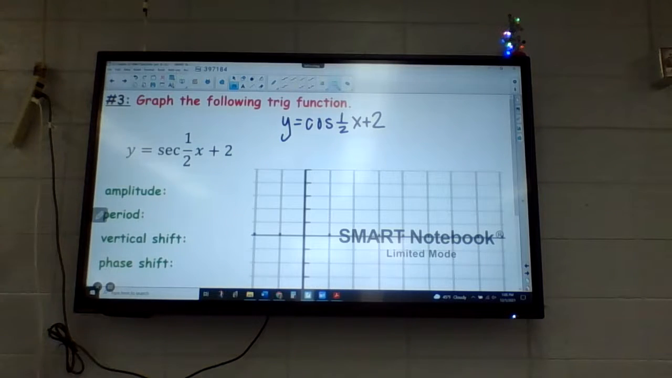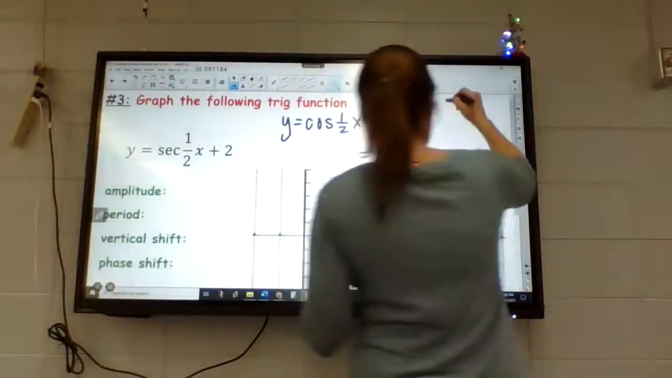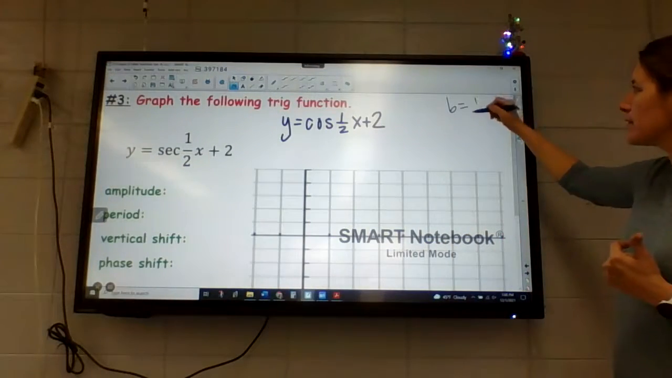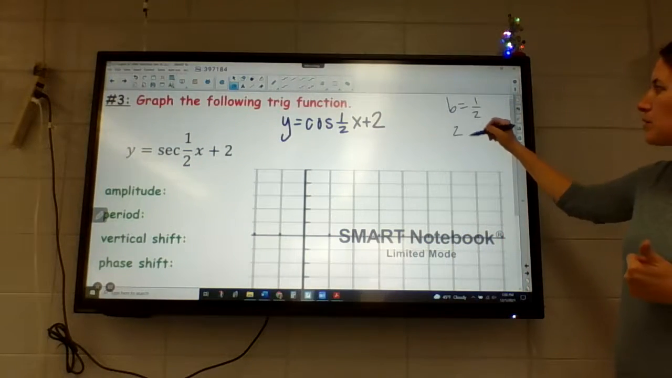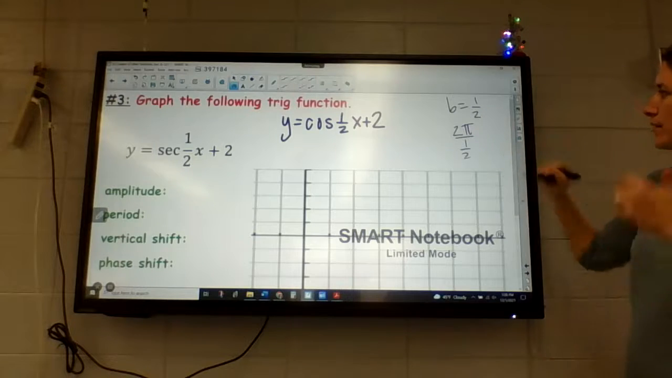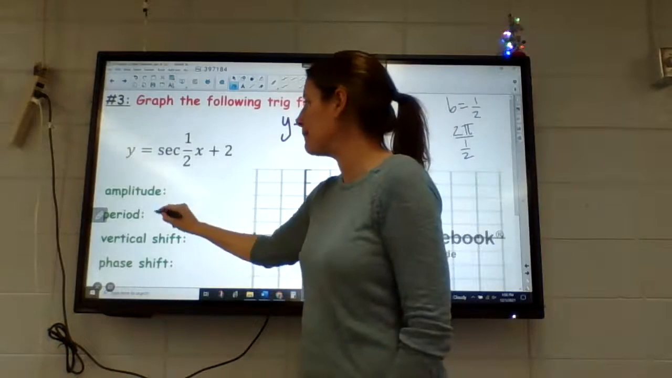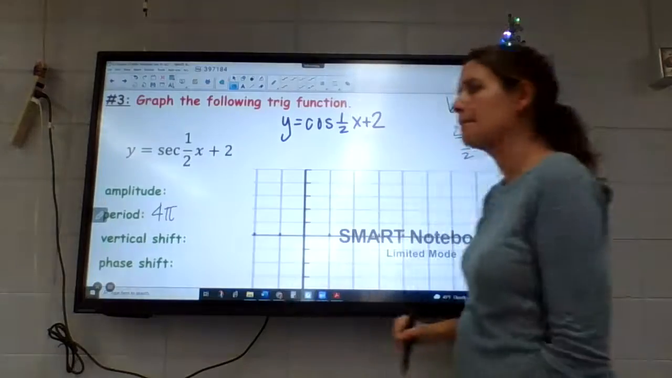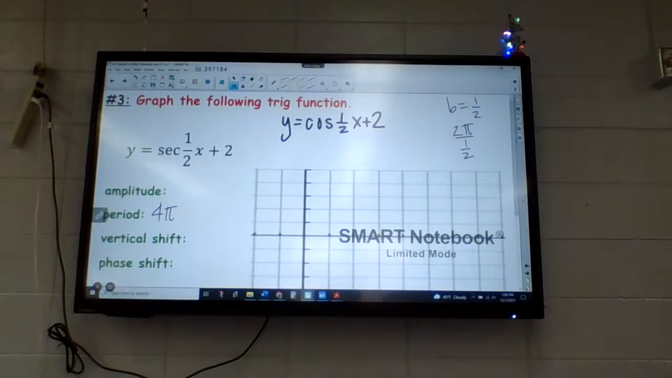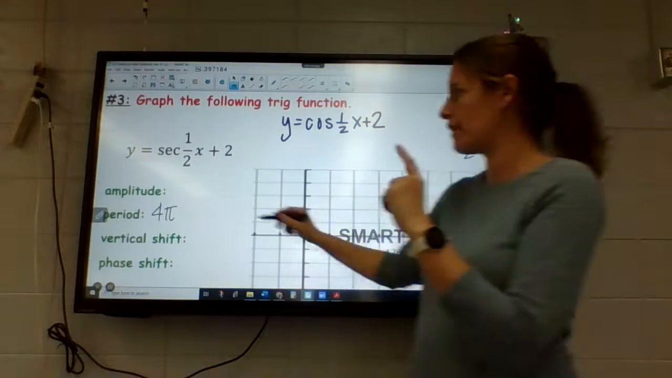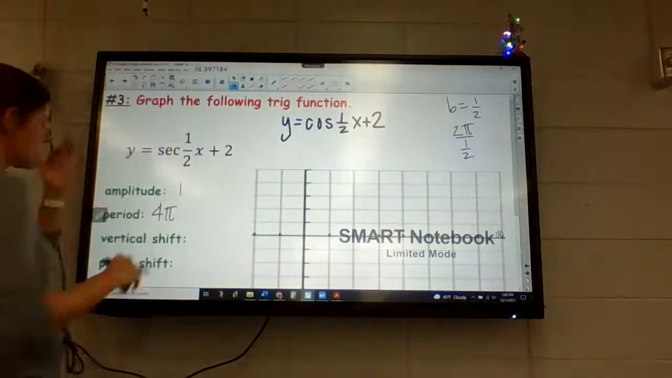That's my b, yeah. So that helps me with the period. So the b is 1/2. So that means the period is 2 pi divided by 1/2. So the period is going to be 4 pi. The amplitude is just 1. There's nothing in front of the cosine or the secant.